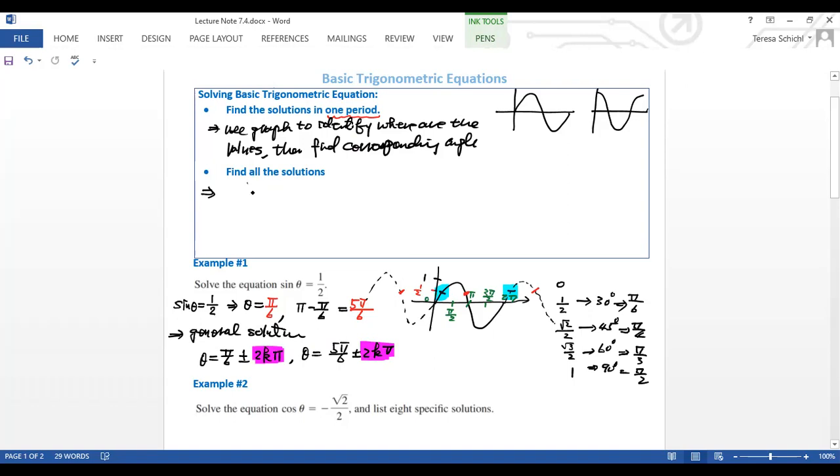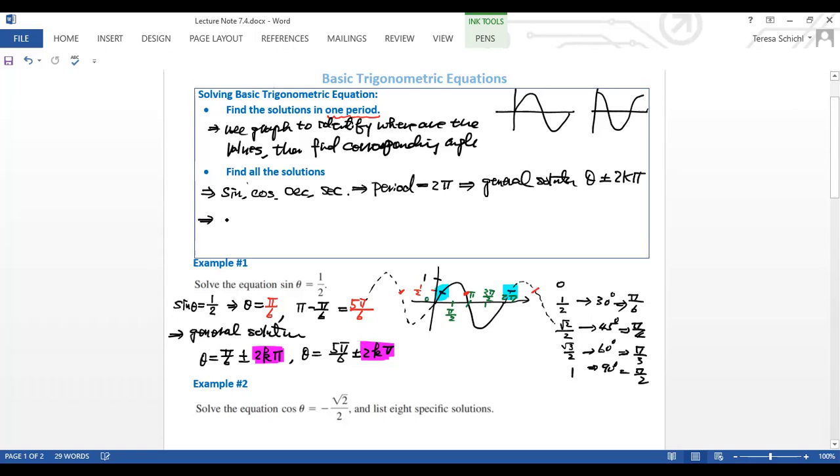So for finding all the solutions here, we know out of the 6 trig functions, the sine, cosine, cosecant, and the secant, they all have a period of what? They all have a period of 2 pi. So that means the general solution will be whatever your theta plus minus 2k pi.